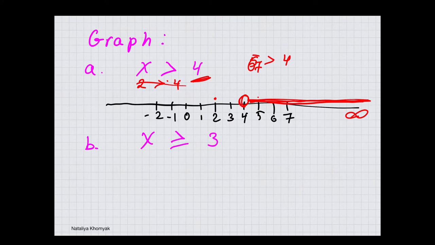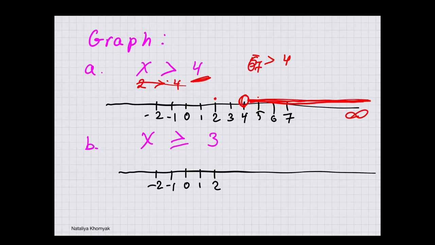Let's graph x is greater than or equal to 3. So here's my number line. Once again, we have -2, -1, 0, 1, 2, 3, 4, 5, 6, 7. I'm working with this number 3, so that's my working number. It's greater than or equal to, so I can have 3 as part of my answer. So this is my filled-in circle. And all the x's that will be to the right will make a true statement.